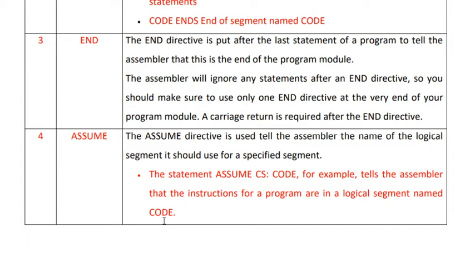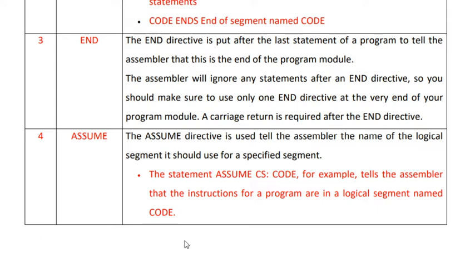Now, one of the important considerations in case of the end directive is that a carriage return is required after the end directive in order to ensure that the end directive is capable of providing necessary information to the assembler. Again, I'll repeat it. A carriage return is required after the placement of the end directive in the program module.